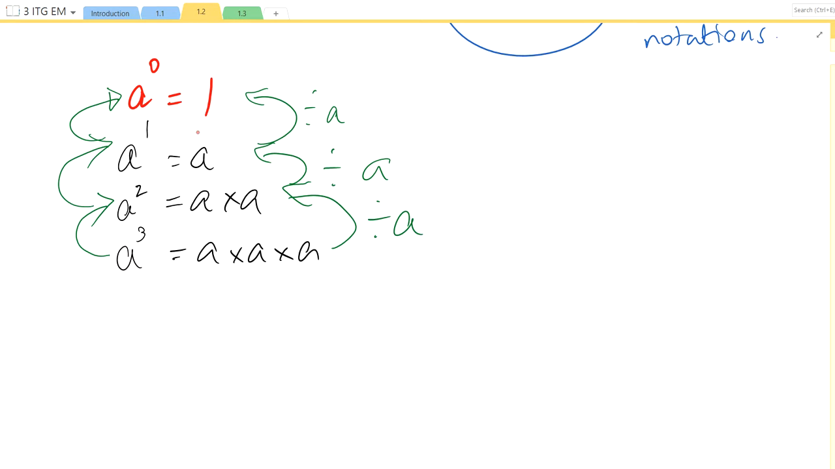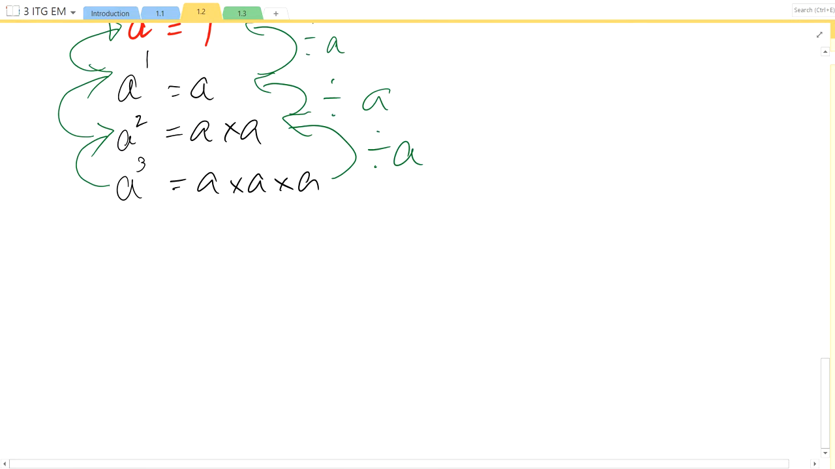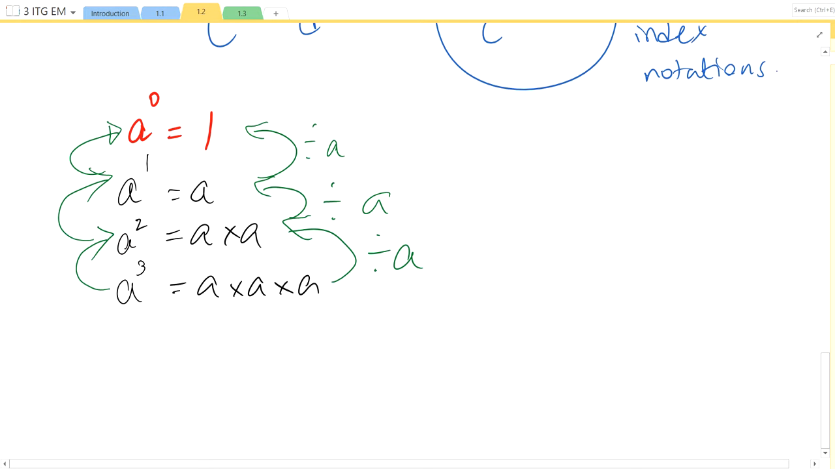Now, we also learned negative indices in this chapter. So this is zero indices. The power is 0. That's it, regardless of the value of a. It can be 1, it can be 10, negative 1, negative 8. As long as you power 0 it, what will we get? 1.